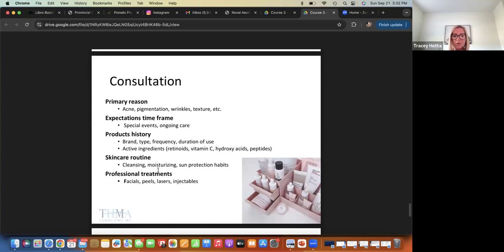What is their skincare routine? Cleansing, moisturizing, do they wear sunscreen? This is a time to really have a discussion with them about the importance of sunscreen and actually the importance of skincare in general. I'm always surprised sometimes when I ask about skincare how many people actually do not use skincare and do not even wash their face with a cleanser. So it's a time here to kind of discuss skincare and the importance of skincare.